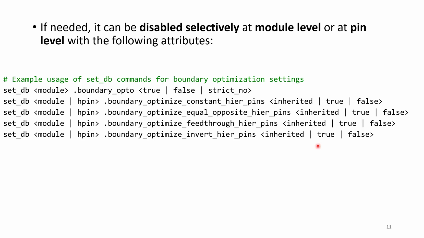So in this manner, you can either enable or disable boundary optimization selectively, but make sure by default it should not be disabled.